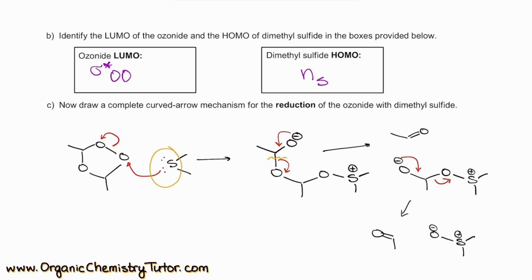When it comes to identifying your HOMO and LUMO interactions in any kind of reaction, it is always a good idea to draw the mechanism first and then see where exactly the electrons are going. That will make your life significantly easier.